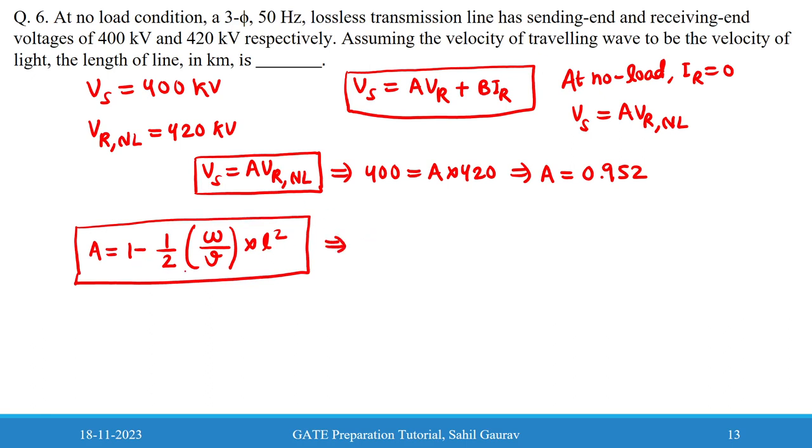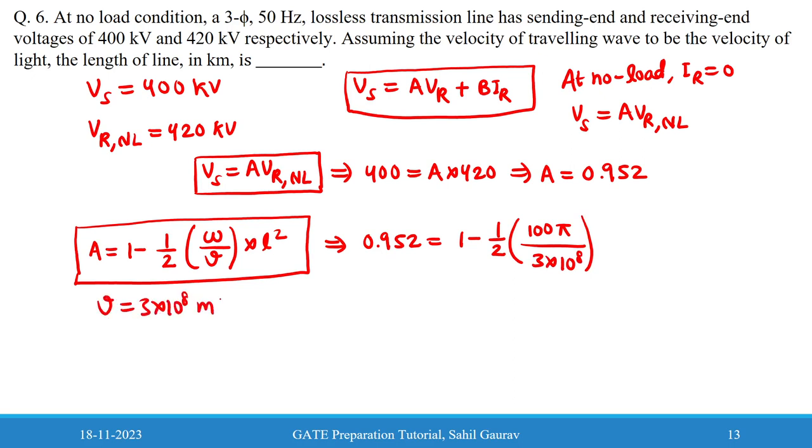So from here you will put this A value, 0.952, and all the values are known. 1 minus half, omega is 100 pi, divided by velocity of traveling wave. It is given as velocity of light, so velocity of light is 3 into 10 to the power 8 meter per second. Here V is given as 3 into 10 to the power 8 meter per second. So put all these values into L square. L is the length of the transmission line. Now we have to do only calculation simplification.